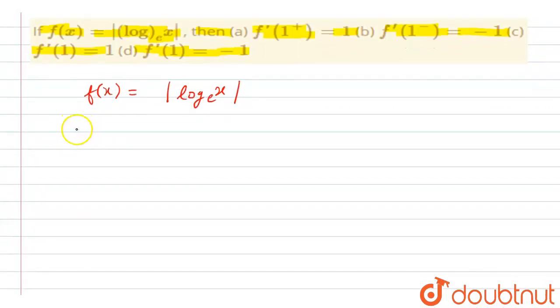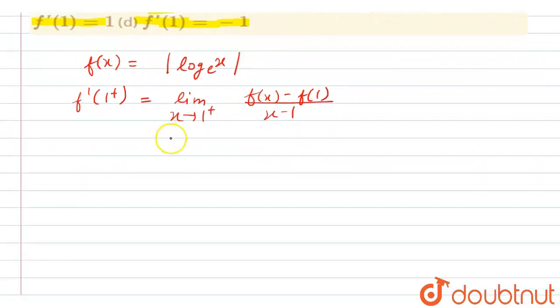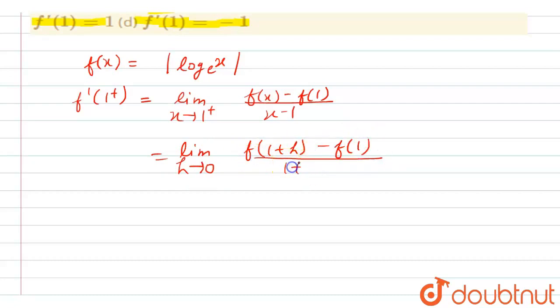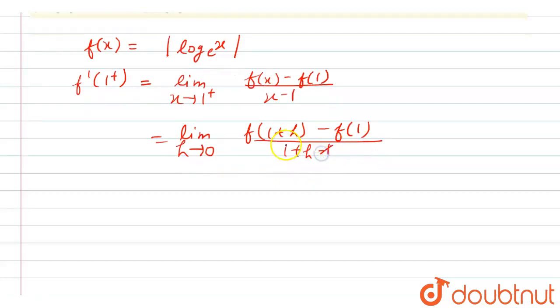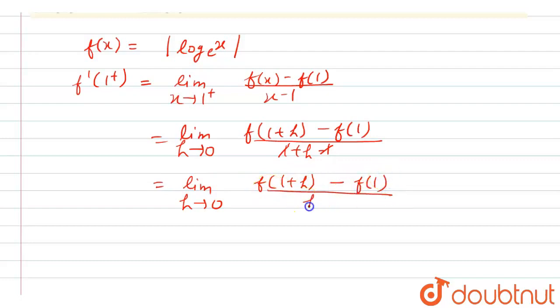Now if we calculate f dash 1 plus, which equals the limit x tends to 1 plus of f(x) minus f(1) upon x minus 1. Now we can write it as limit h tends to 0 of f(1 plus h) minus f(1) upon 1 plus h minus 1. Here 1 and 1 will cancel out, so we get limit h tends to 0 of f(1 plus h) minus f(1) upon h.